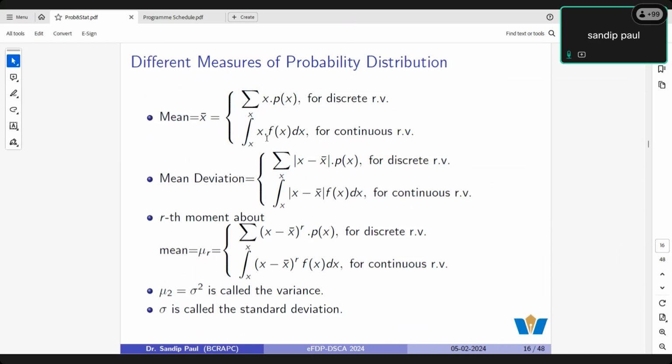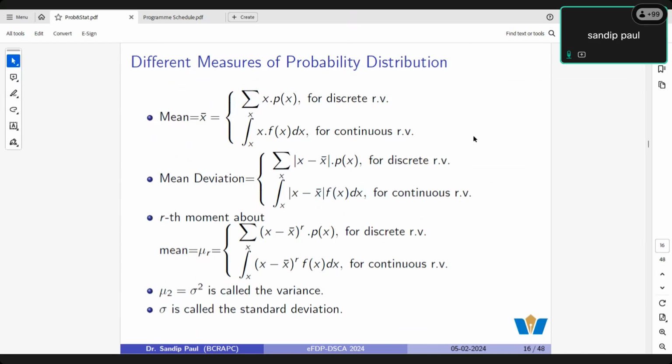Now, mean deviation can be obtained from the deviation from the mean of the random variable. It can be denoted by the absolute value of x minus x bar into its probability. If we consider the sum of these products, it will be the mean deviation. And if we consider the continuous random variable, we have to take the integration of the difference between the random variable and its mean into the function f of x.